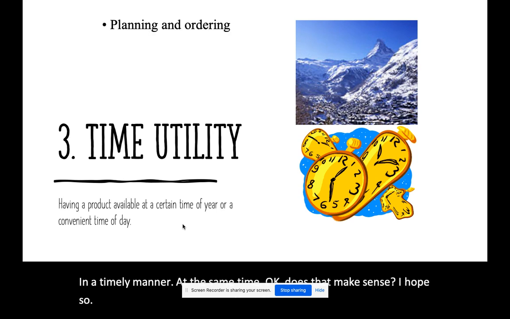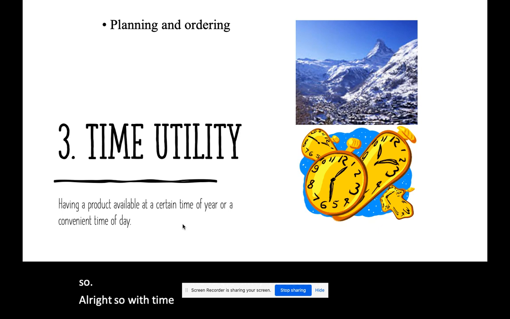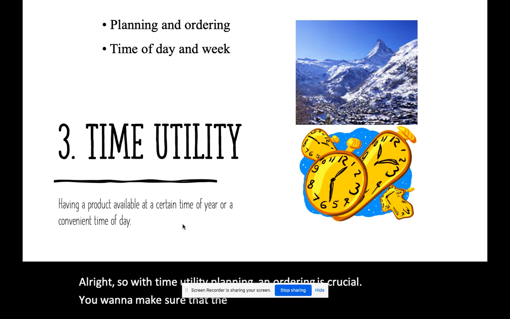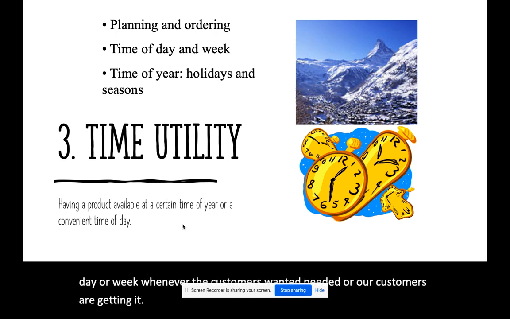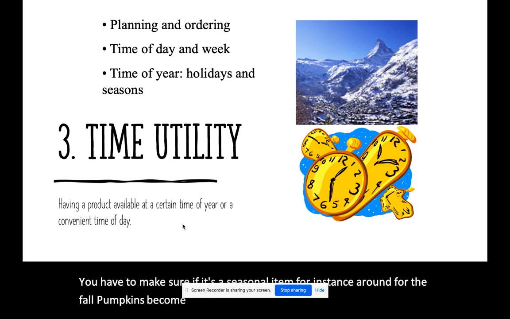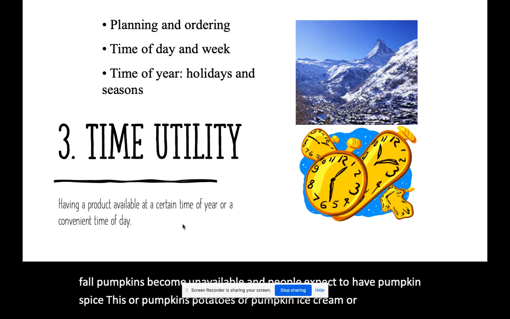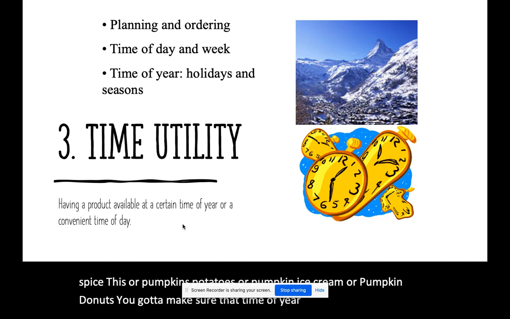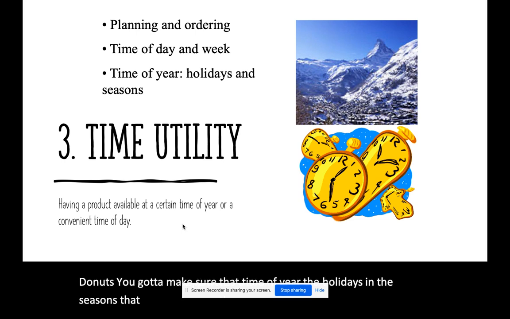All right. So with time utility, planning and ordering is crucial. You want to make sure that the items are available at a certain time of day or week whenever the customers want it, need it, or are accustomed to getting it. You have to make sure if it's a seasonal item. For instance, around the fall, pumpkins become available, and people expect to have pumpkin spice this, or pumpkin potatoes, or pumpkin ice cream, or pumpkin donuts. You've got to make sure that at that time of year, the holidays and the seasons, that item is available.